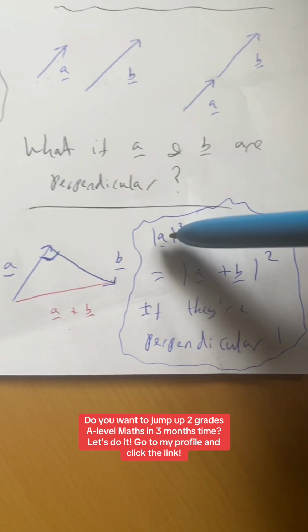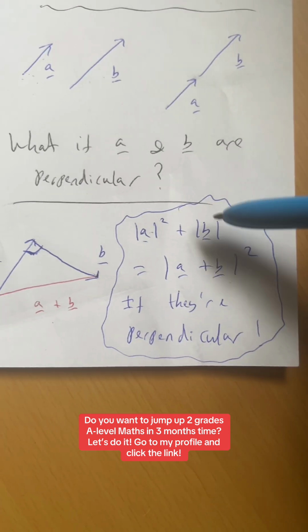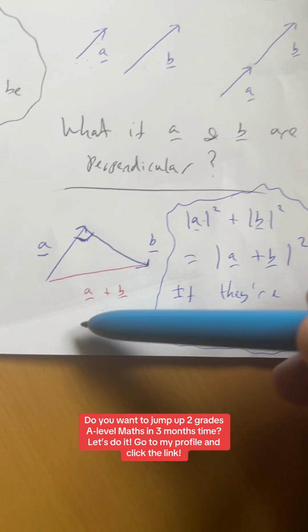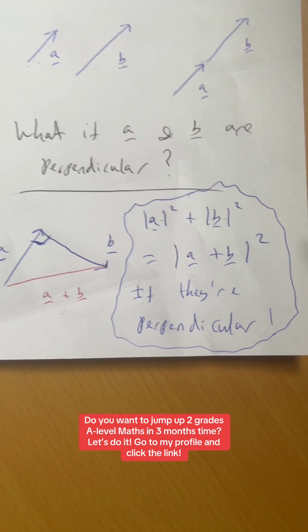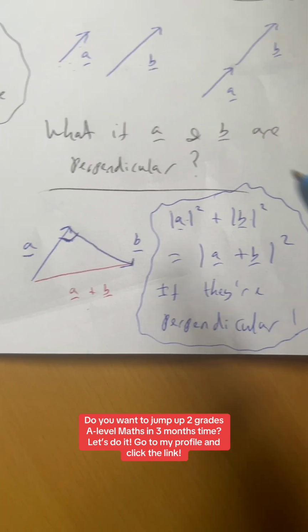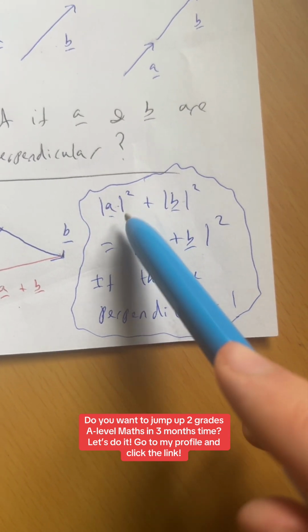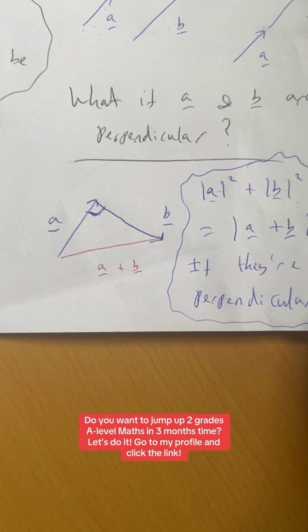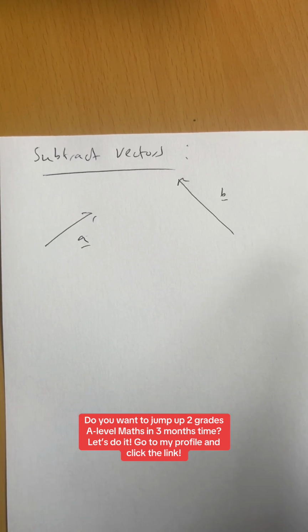And so the length of A squared plus the length of B squared is equal to the length of A plus B squared, right? If they're perpendicular. So if two vectors are perpendicular, then Pythagoras' theorem obviously works because you know that from GCSE. Now let's say we want to subtract vectors, right?